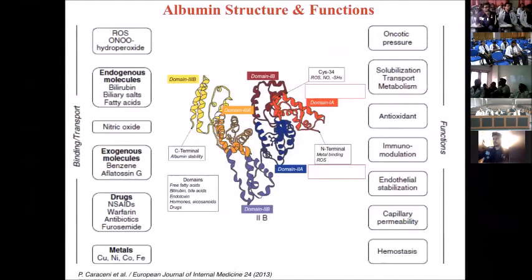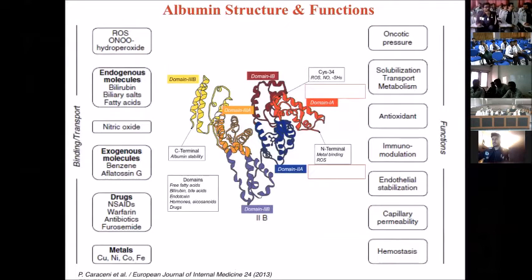This basically shows the structure and the functions of albumin. It helps in solubilizing toxins and bilirubin, helps in the transport of multiple drugs and their metabolism, and acts as an antioxidant. There are multiple studies now coming on the immunomodulatory role of albumin.